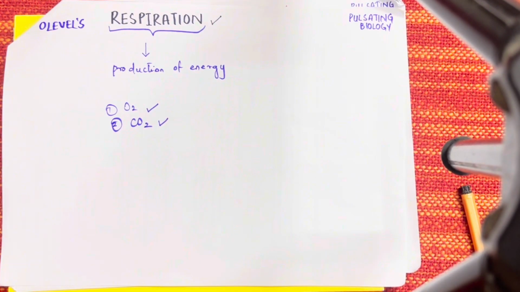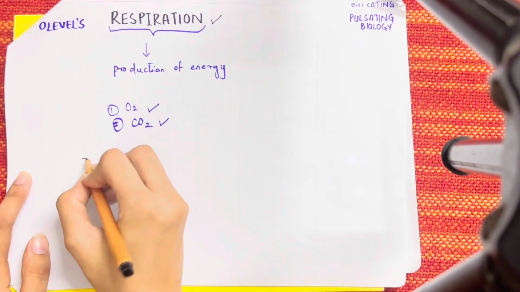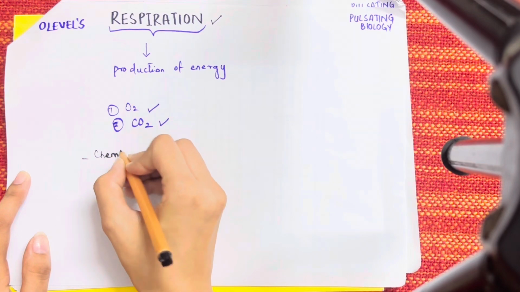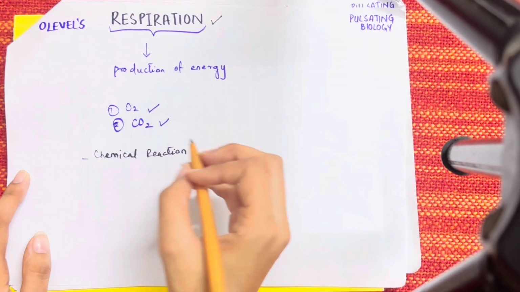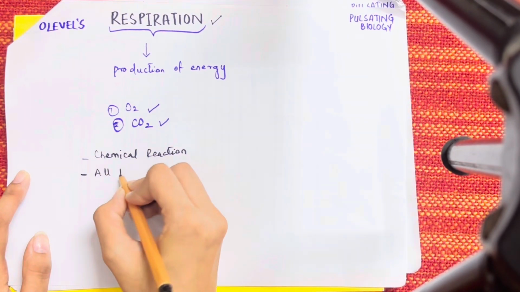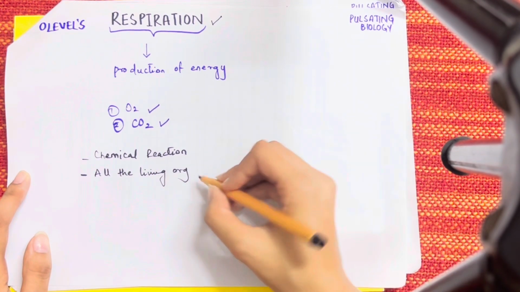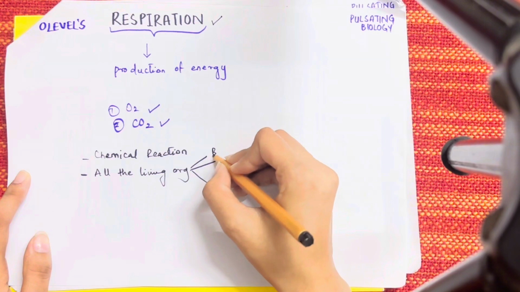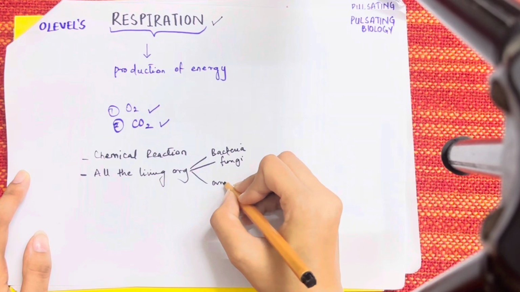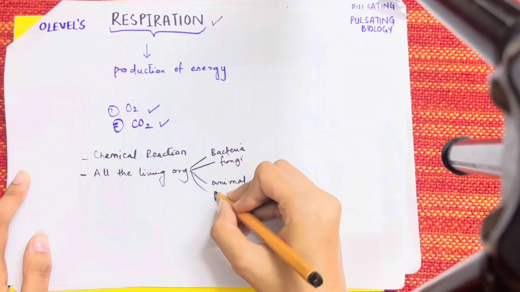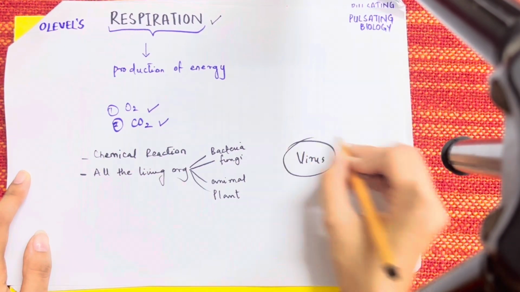In more detail, respiration is also termed as all kinds of chemical reactions that take place in the human body. It takes place in all living organisms. The living organisms include bacteria, fungi, animals and plants, but it does not include one kingdom, that is the virus.